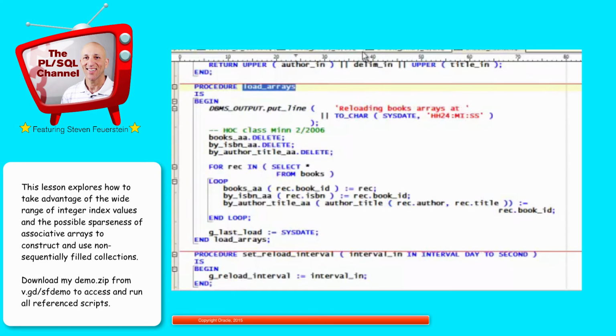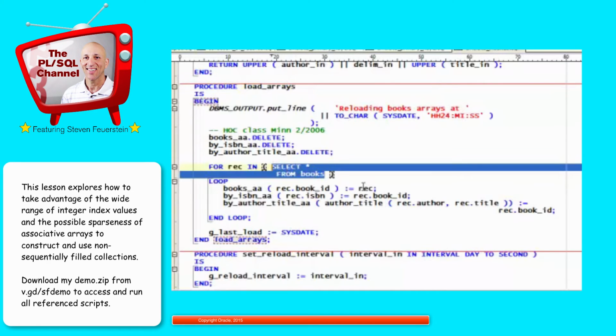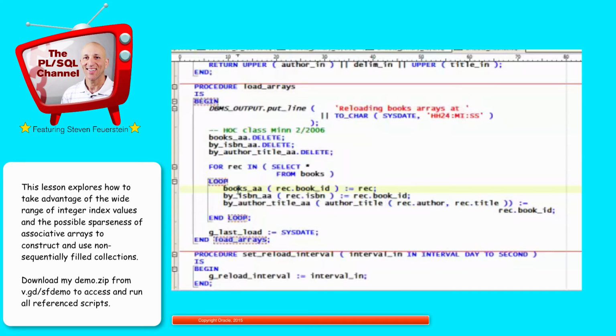Now, what you saw in the previous example was loading up a single collection of employee IDs indexed by the primary key. What I'm going to do here is for every row in my books table, I'm going to take that record, put it in the books list using the primary key. So that's the same thing you just saw. That's emulating the primary key. Now let's take a look at emulating the unique indexes.